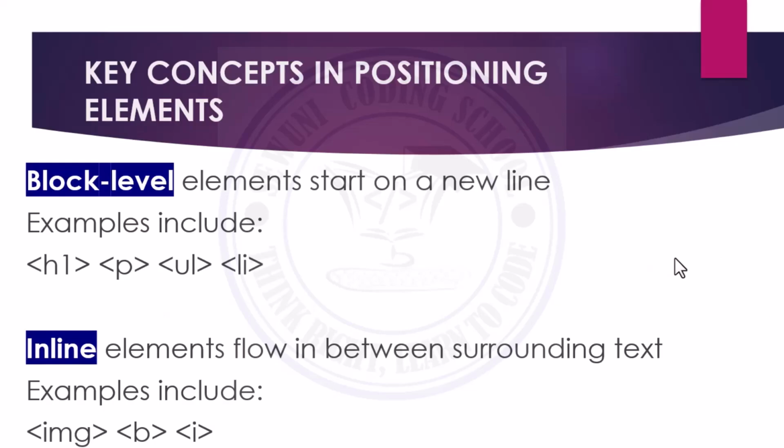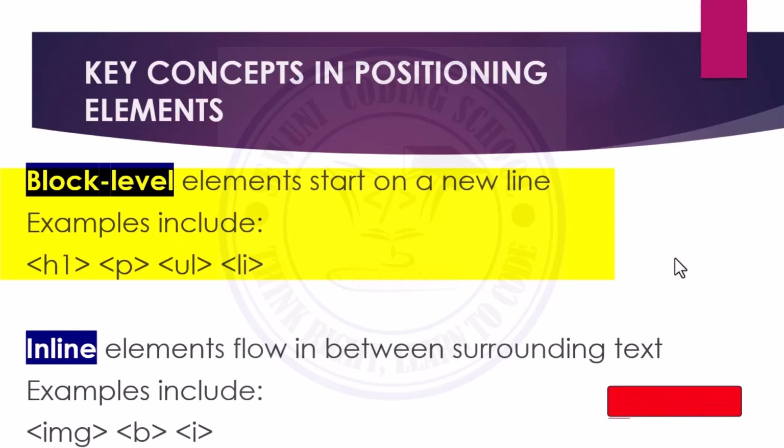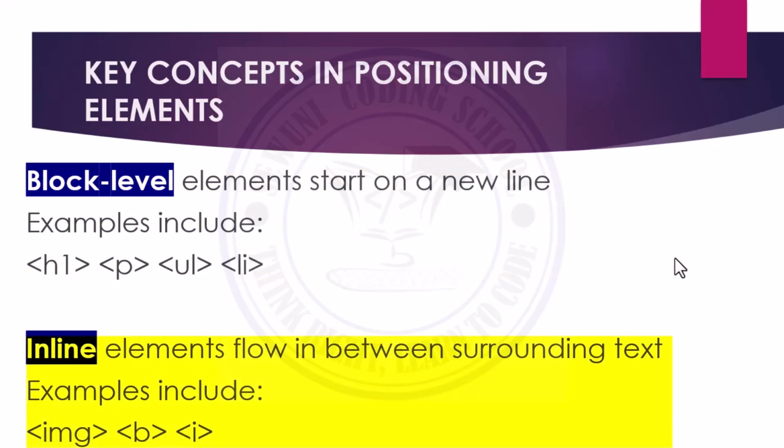Some examples of block level elements are all the headings, let's say H1 to H6, all paragraphs, and types of lists. They are all block level elements, and they start on a new line. Whilst inline elements flow in between surrounding text, and examples include the image, the bold, the italic, the em, the strong, and what have you.